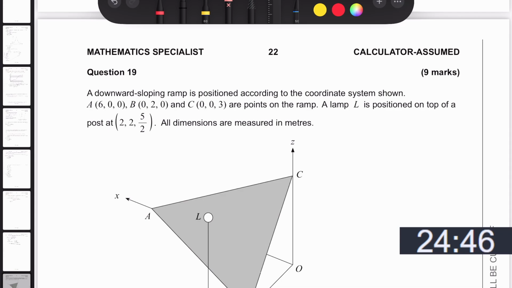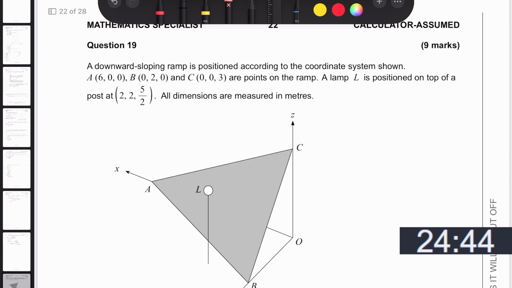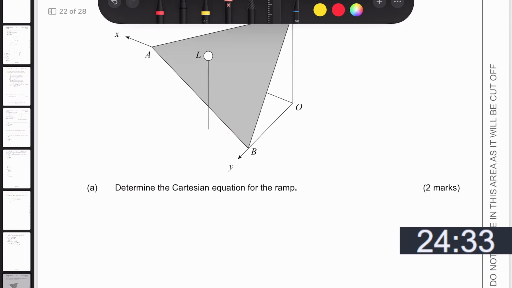A downward sloping ramp is positioned along the coordinate system shown below. At a point in the ramp, L is positioned on the top of a post, at 2, 2, 5 on 2. Determine the Cartesian equation for the ramp.